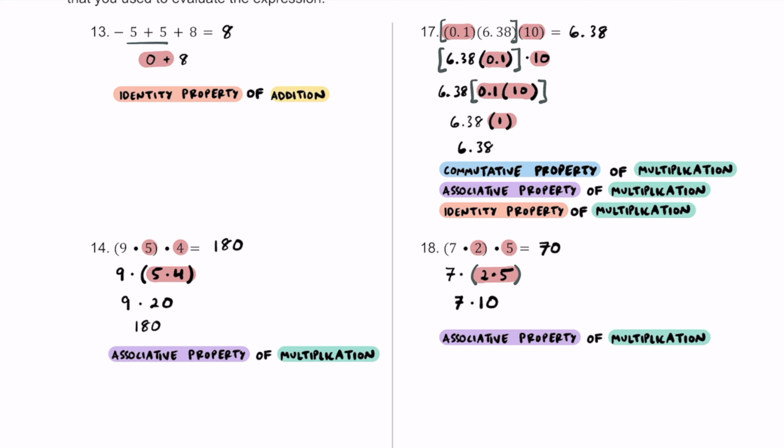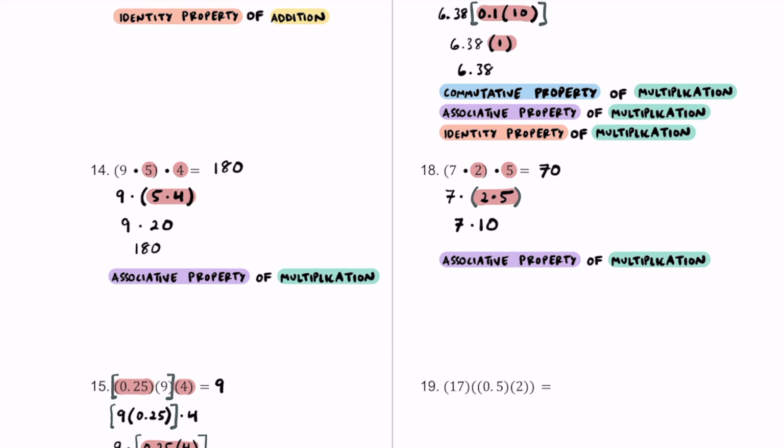So for this given expression, all we really did was move the parentheses or the grouping around the 7 and 2, and we moved around the 2 and the 5. So that represents the associative property of multiplication, right? We didn't change the order of anything, so we didn't use commutative property. We also didn't multiply by 1, so we couldn't have used the identity property. All right, let's check out number 19.